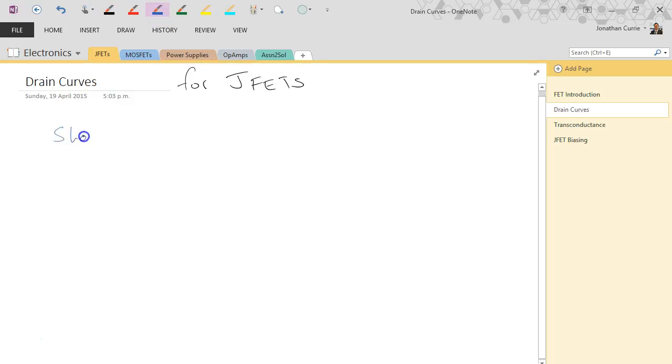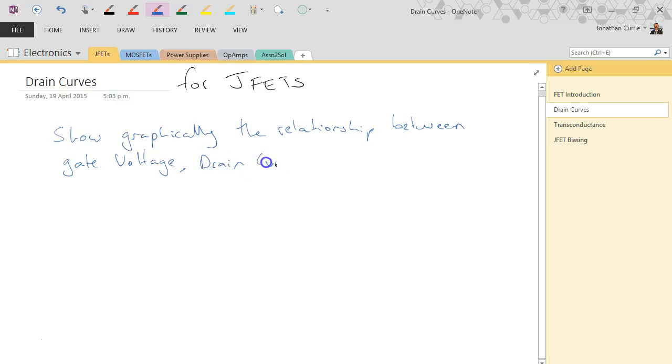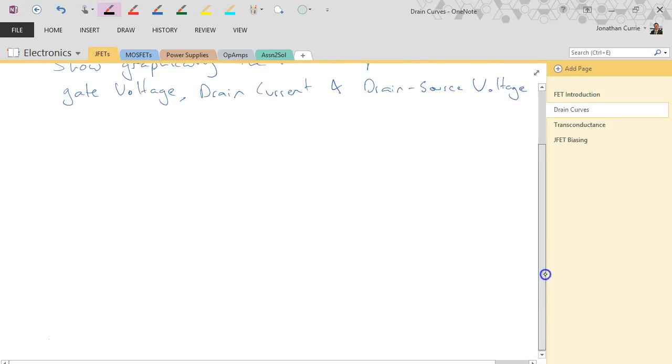Basically, drain curves show graphically the relationship between gate voltage, drain current, and the drain to source voltage. And virtually every JFET or MOSFET or FET datasheet you ever find is going to have a series, if not more than one set, of drain curves in it. So they are very useful in design, and something you should be familiar with.